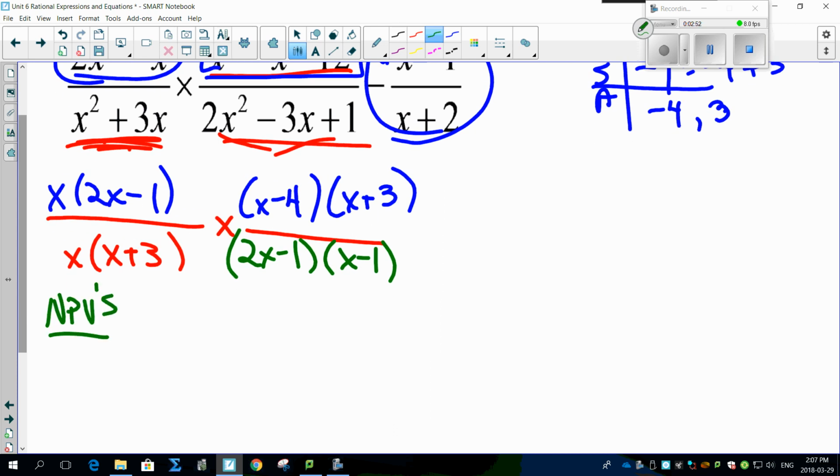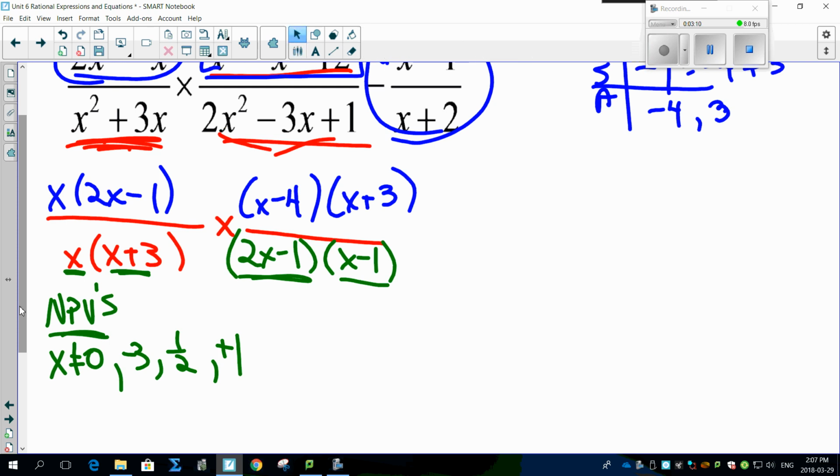NPVs. Okay, x cannot equal 0. X cannot equal minus 3. That's done. X cannot equal positive 1/2. And x cannot equal positive 1. Good. So far, those are your NPVs. Okay, now let's go cancel, just like we used to. First things first. X is gone, x is gone. Done. 2x minus 1, 2x minus 1, gone. X plus 3, x plus 3, gone.